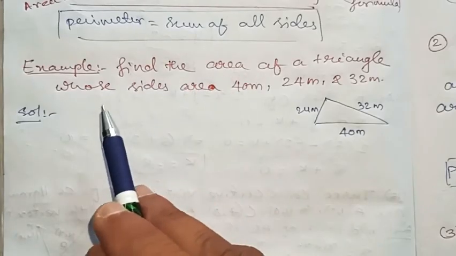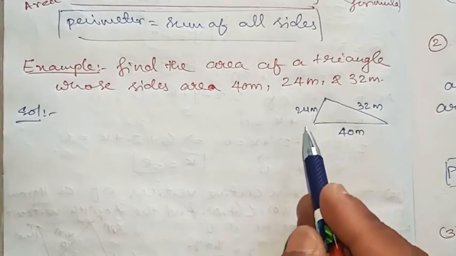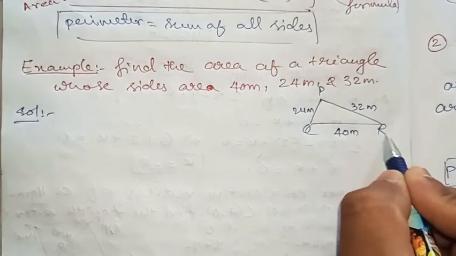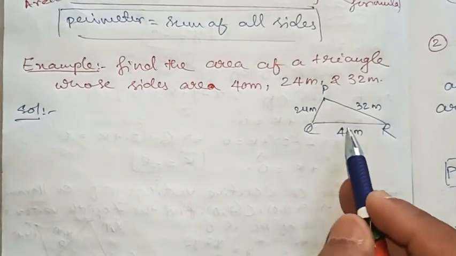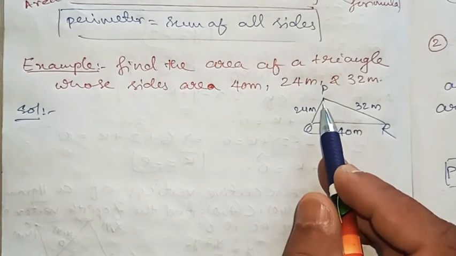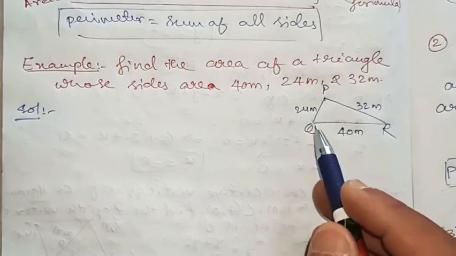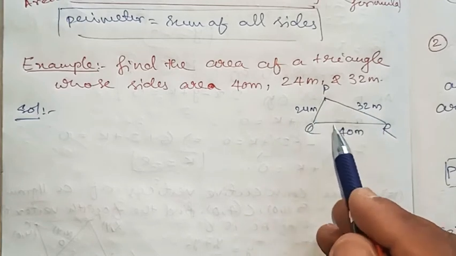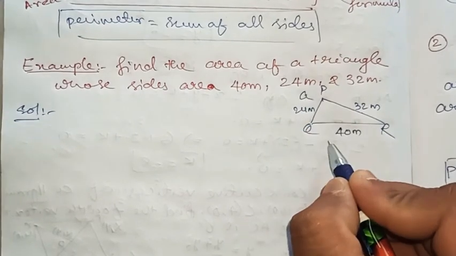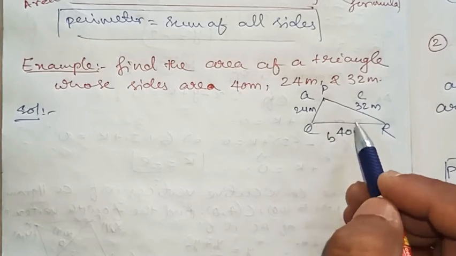Find the area of a triangle whose sides are 40 meter, 24 meter and 32 meter. So I have drawn a small triangle. Suppose PQR is the triangle and the longest side is 40 meter, a little smaller one is 32 and the smallest one is 24 meter. I have just represented the sides on the triangle. Now as I said, we will be marking all the three sides as a, b, c.